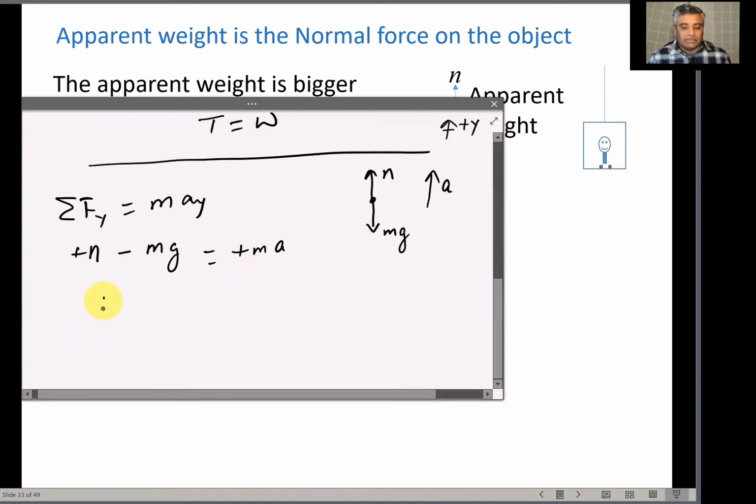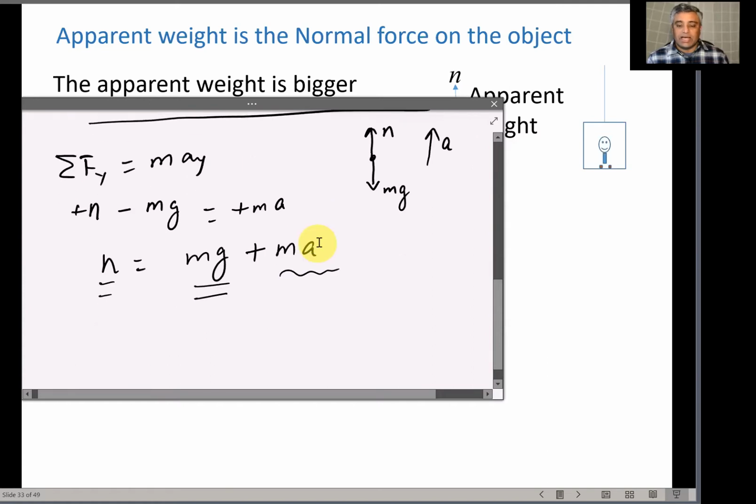So that means the normal force is mg, which goes to the other side and becomes positive, and ma is also positive. So both of these are positive. You can see the normal force is larger than mg by this much. So when it's accelerating up, the normal force becomes larger, which means the apparent weight is larger. And that's the case in the question. So accelerating upward is the correct answer. Now, what would happen if it was accelerating downward?